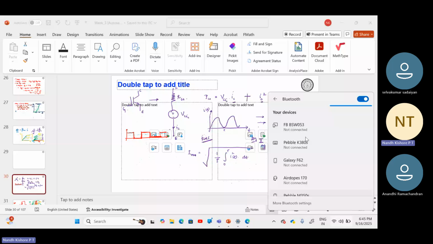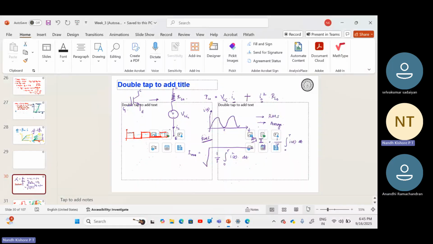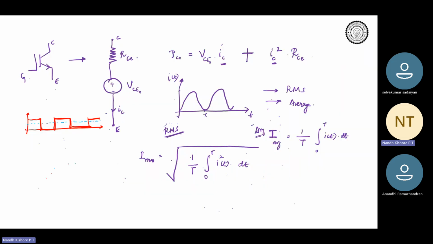Okay, so the definition of RMS comes into play because that's the equivalent current which will give rise to the same temperature rise, if a steady state current was passing through it. So that means that, let's say I have a current something like this, as I have drawn.